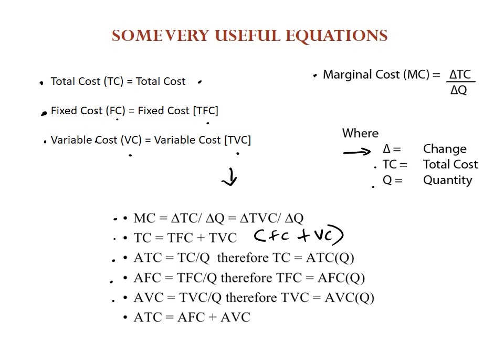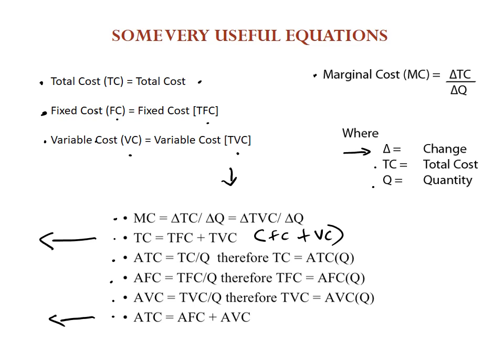Our average total cost is our average fixed cost plus our average variable cost. Now look at this. Remember what our total cost was? It was our total fixed cost plus our total variable cost. It's the same thing with our average total cost. This time we're just looking at the averages after we've divided by quantity. Then you get average total cost.